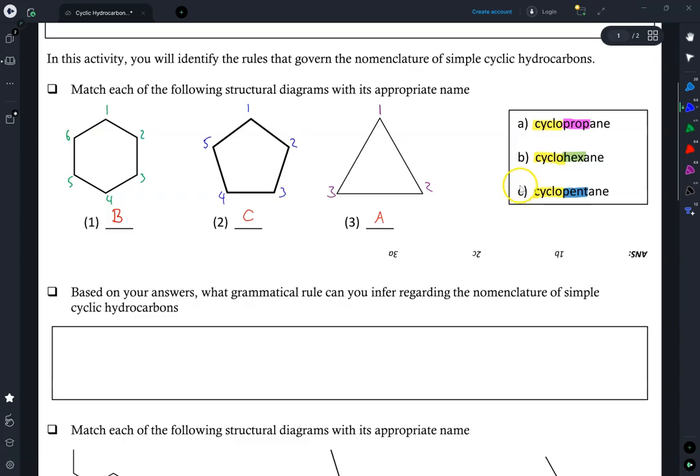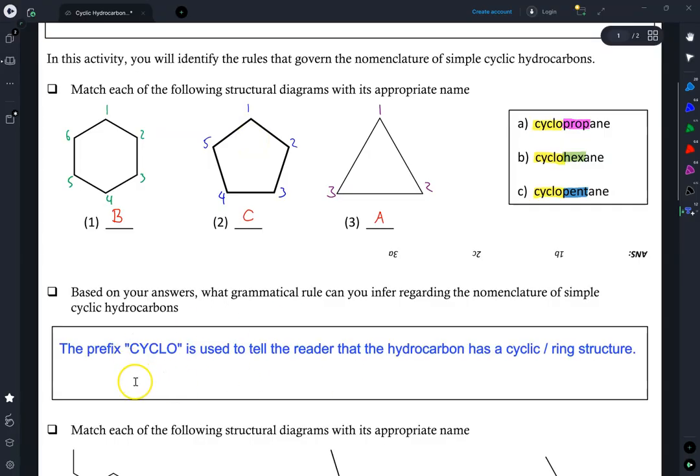Then the rest is just as we learned in our previous lesson. Prop, meaning that there are 3 carbons, so 1, 2, and 3. Hex, meaning there are 6 carbons, 1, 2, 3, 4, 5, and 6. And then pent, meaning 5 carbons, 1, 2, 3, 4, and 5. So the new grammatical rule is that the prefix cyclo is used to tell the reader that this hydrocarbon has a cyclic or a ring structure.